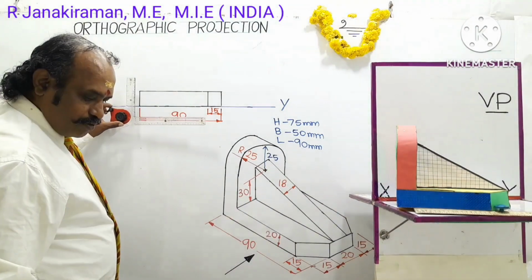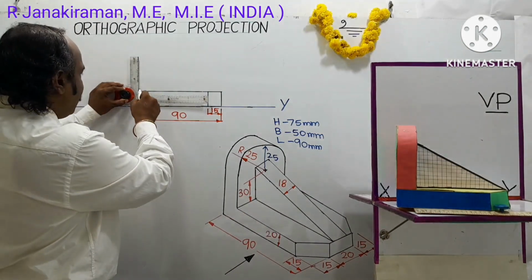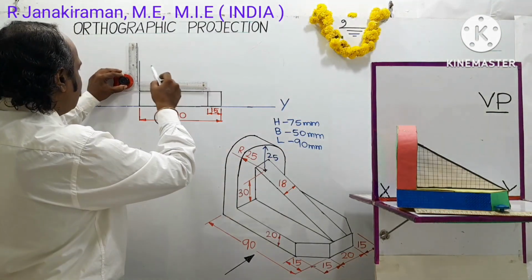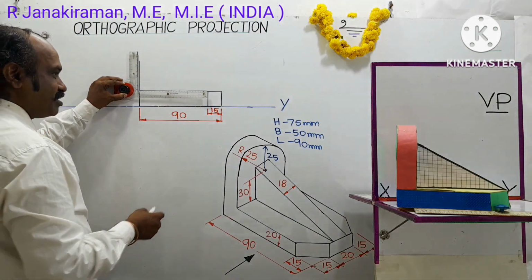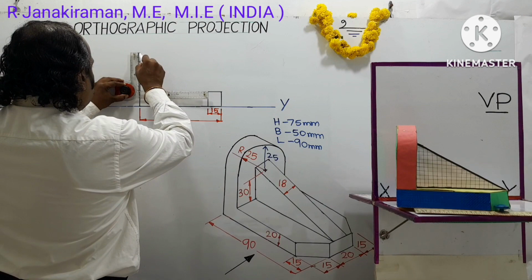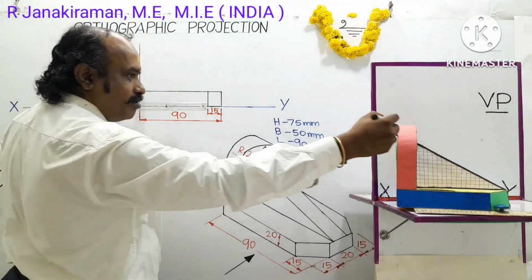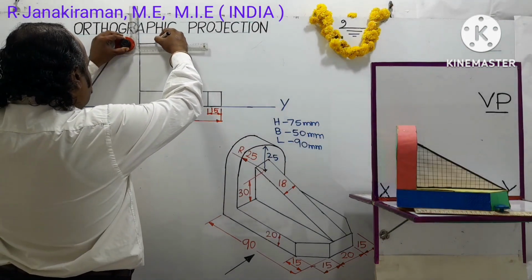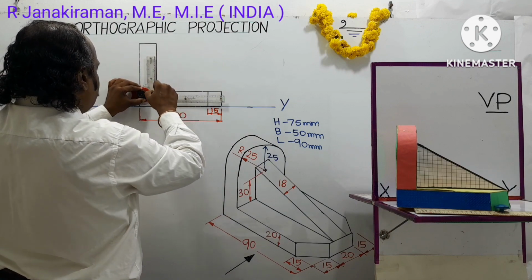So draw a vertical line using your HB pencil. This is the object line. At how much height? Equal to the height of the object. We calculated our height as 75 mm. 75 mm means 7.5 centimeter. There you draw the base top edge. Thickness is the same as 20 mm.